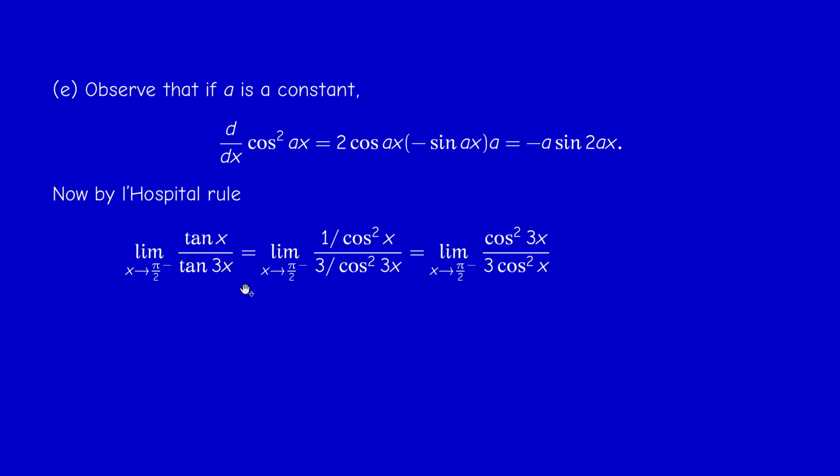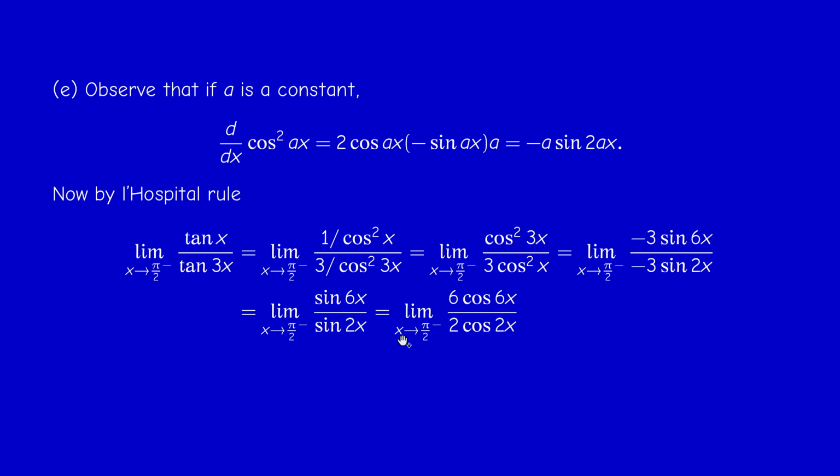Now, of course, this is again of the form infinity over infinity. But we know we can use L'Hopital's rule if I have something of the form infinity over infinity. So I use L'Hopital's rule on this. The derivative of cosine squared 3x, according to what you said, is minus 3 sine 6x. Same thing here, because the derivative of cosine squared x is sine 2x, and the 3 comes from here. And now I simplify by minus 3.